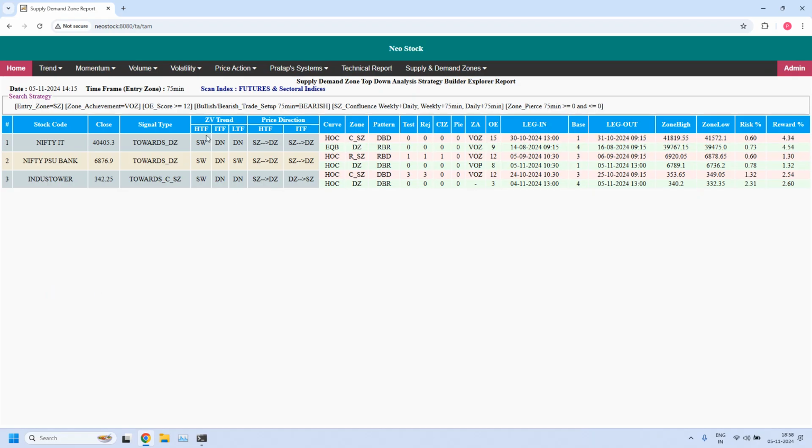In all the 3 stocks, the HTF trend is sideways, so no need to look for EMA confluence. Weekly EMA confluence is not applicable because the trend is sideways.